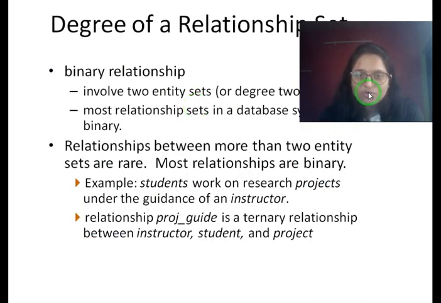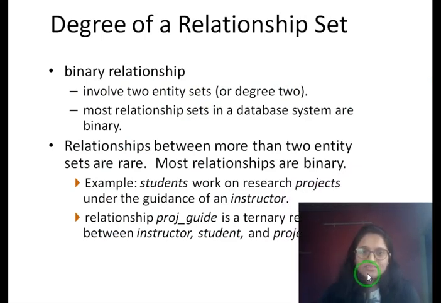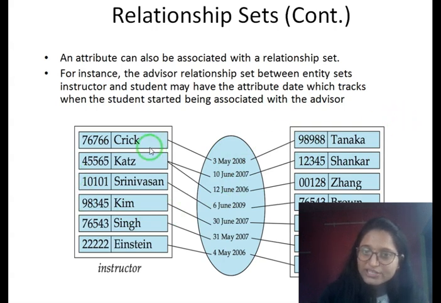Okay. Now, there are degrees of relationship sets. Dear student, there are some types of degree of relationship set: unary relationship, binary relationship, ternary relationship, or quaternary relationship. Binary relationship is a very common example in your entity relationship diagram, and it involves two entity sets. Like in the last example, there are only two entities, instructor and student, and one relationship.